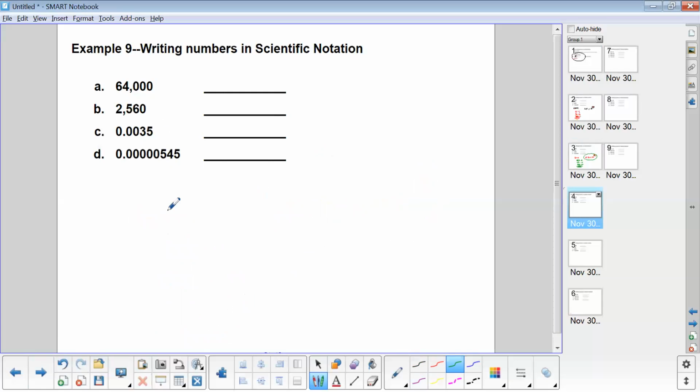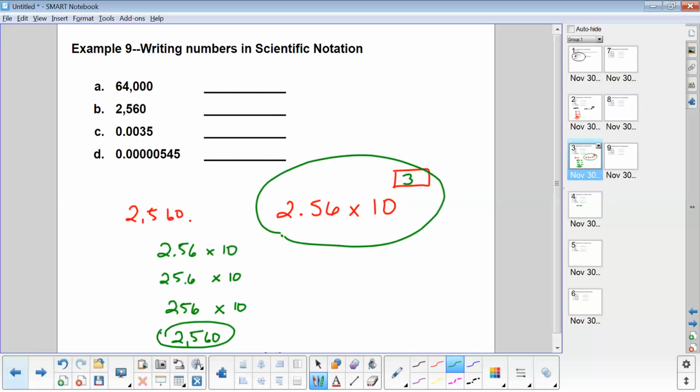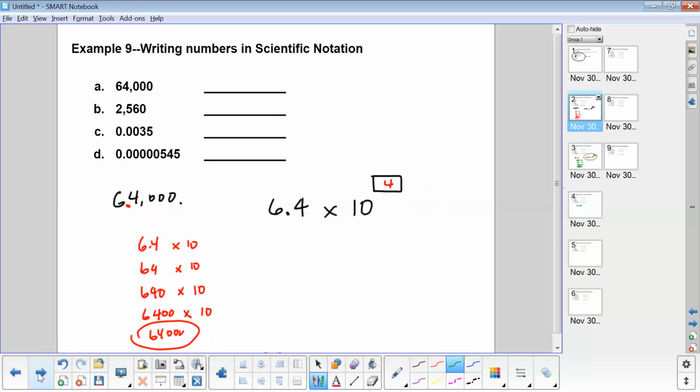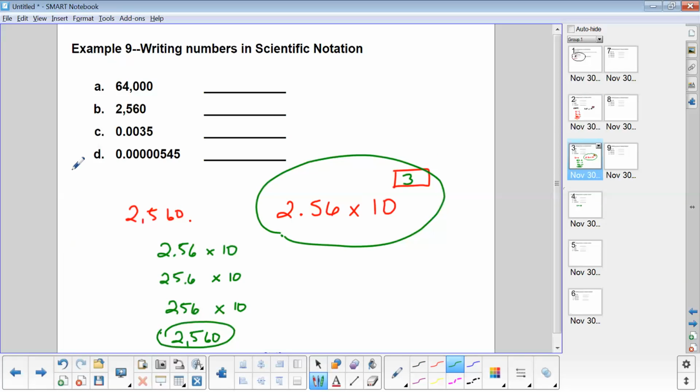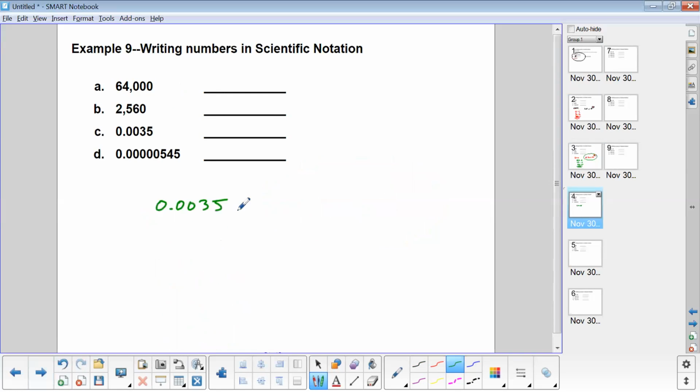Now we've got a number that's smaller than 1. So that should tell us that our exponent will be negative, because the other two problems both had exponents that were positive, and both of those examples were larger than 1. So where should my decimal point be? It should be 3.5. There's my A value.